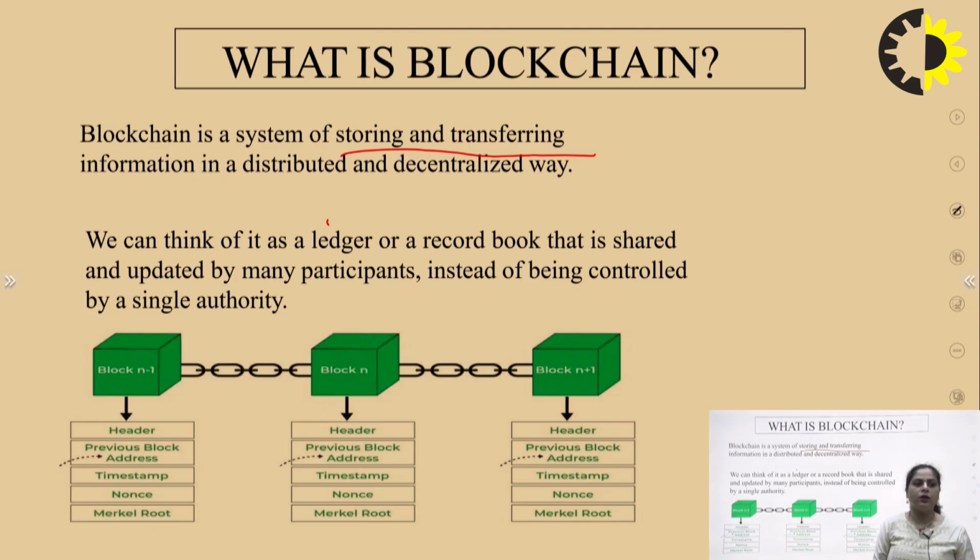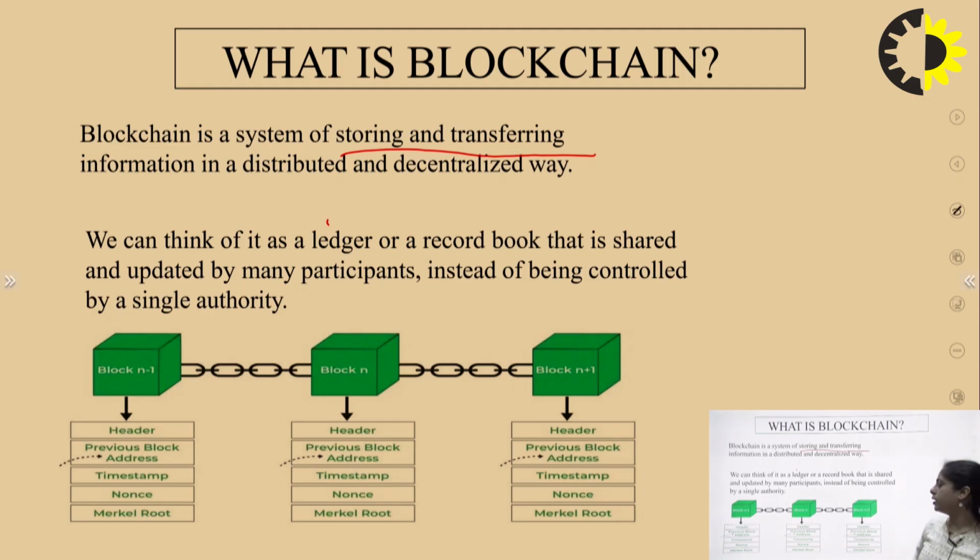We can think of it as a ledger or a record book that is shared and updated by many participants instead of being controlled by a single authority. There is no single authority to control this blockchain, and no single authority to access it. Every node, every participant available in the network will handle, access, and verify this blockchain. This is the advantage of blockchain.